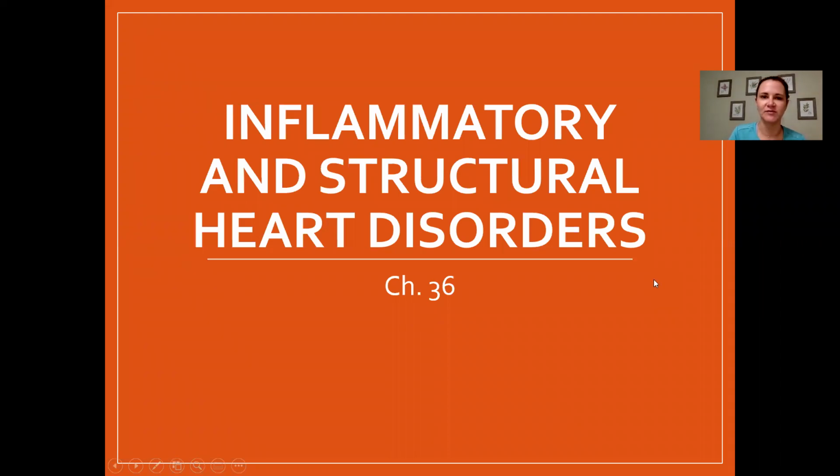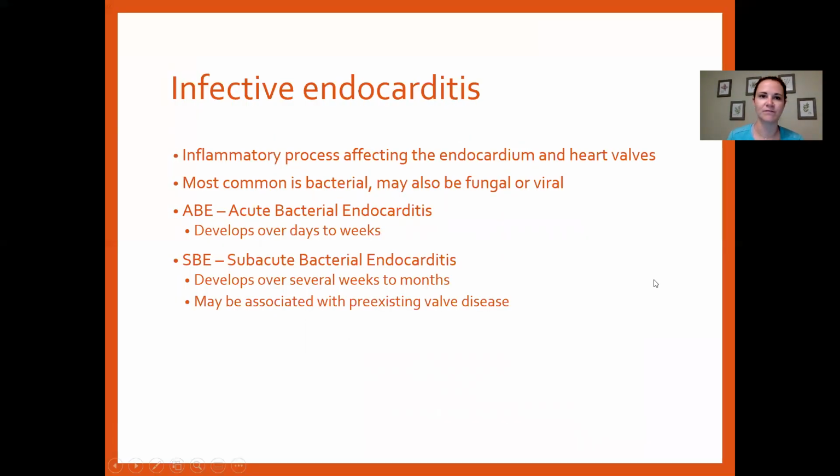Chapter 36, Inflammatory and Structural Heart Disorders. Starting off with infective endocarditis. Infective endocarditis is an inflammatory process that affects the endocardium and heart valves, so the inner layer of the heart, including the heart valves or that connective tissue: the mitral, tricuspid, pulmonic, and aortic. The most common cause of infective endocarditis is bacterial, but it may also be fungal or viral in origin.